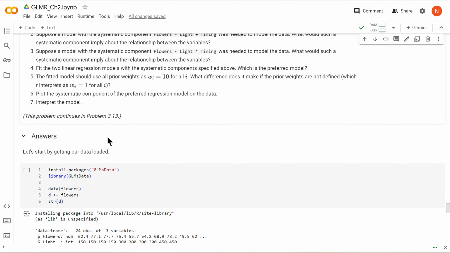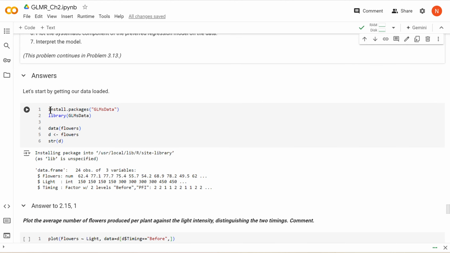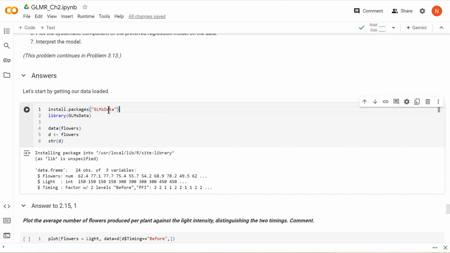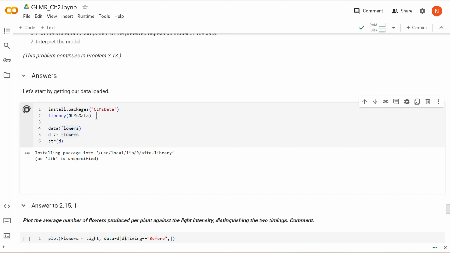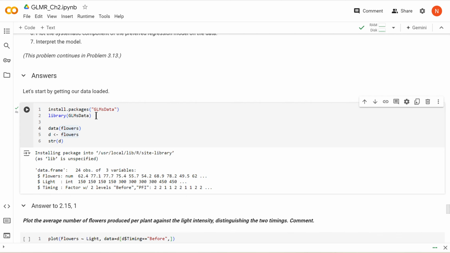our machine. So I'm going to install the GLMsData package and load it. And I'm going to call forward the flowers data set, which is part of this package. And then I'm going to assign it the label D just so that I can reduce some typing. So let this load. And I've called the structure of D so we can see what it looks like. So it's a data frame with 24 rows and 3 variables.